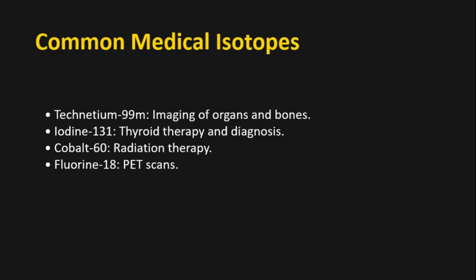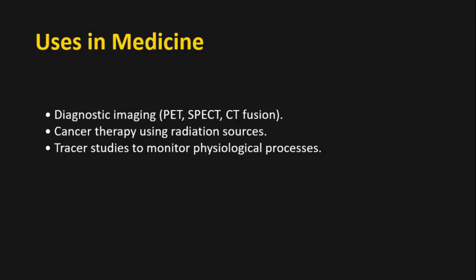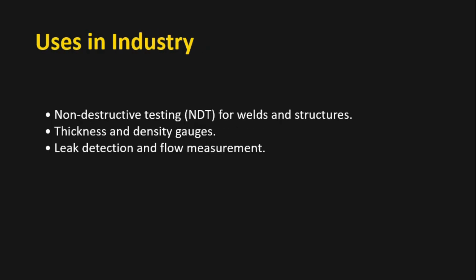In medicine, radioisotopes are used for both diagnosis and therapy. Diagnostic imaging techniques such as PET and SPECT allow us to see the internal functions of organs in real time. In therapy, isotopes are used to destroy cancerous cells while sparing healthy tissues. Tracer studies also help doctors track body processes, like blood flow or kidney function. Slide 7, Uses in industry.